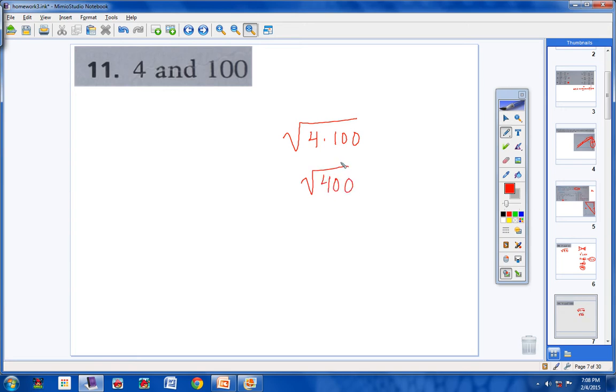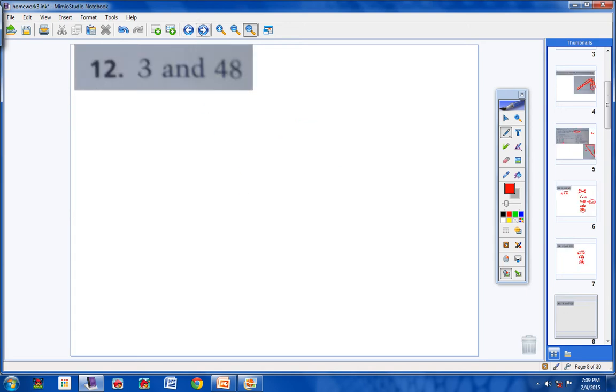Now this should come out to a perfect square. The square root of 400 is simply 20. So there's no need to simplify this or anything like that. It comes out to a perfect whole number. The square root of 400 is 20. Okay, let's take a look now at number 12.